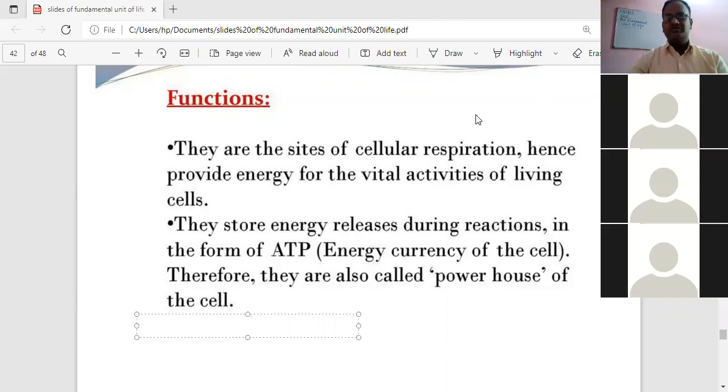With this, students, in today's class, up till these cell organelles, we will be discussing. So today's assignment for you all will be, you will be practicing the diagram of endoplasmic reticulum and the mitochondria. Okay, these two structures you will practice today.